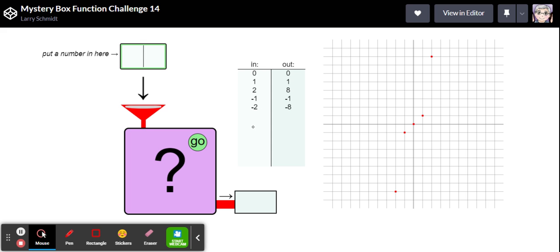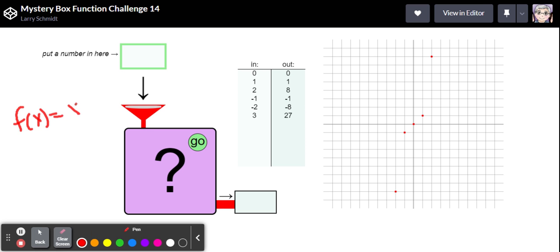We can test this with another point. What is 3 cubed? 3 times 3 times 3 would be 27. So let's put in 3. See if we get 27. It won't show up on the graph. Aha, so we did get 27. So I think our function here is going to be f of x equals x cubed.